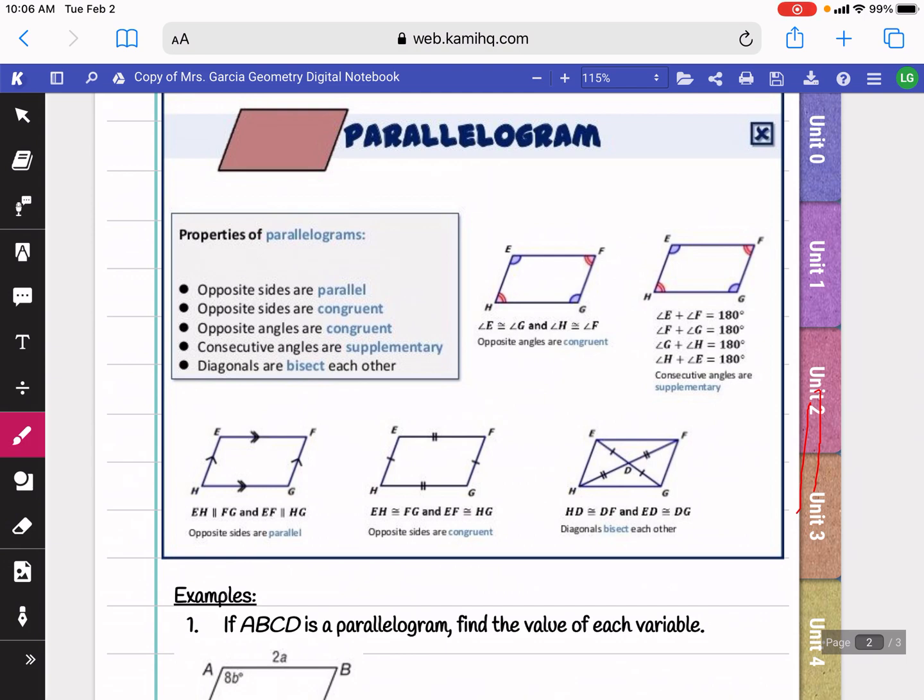So the main thing to know about parallelograms is that their opposite sides are parallel. That's why they're called parallelograms. Their opposite sides are also congruent. Opposite angles are also congruent.